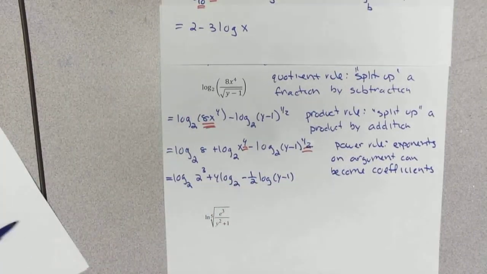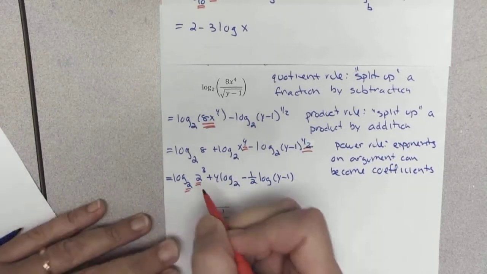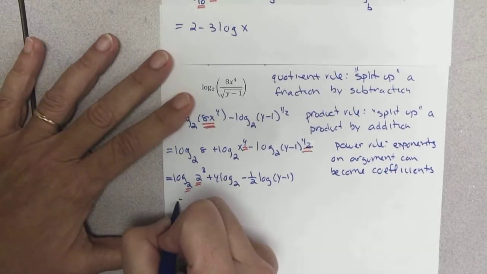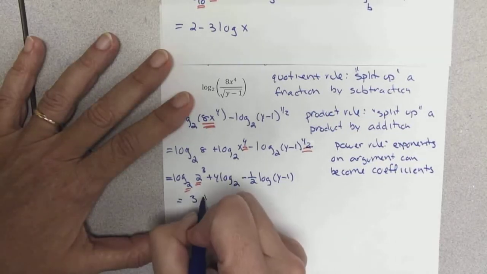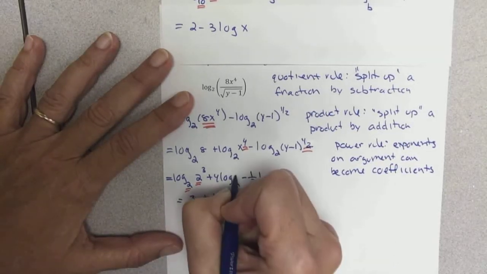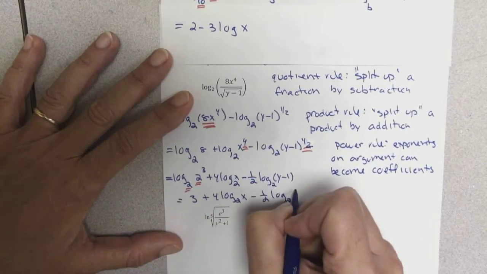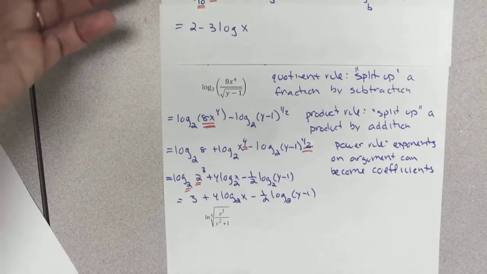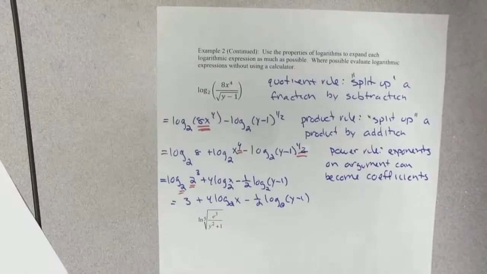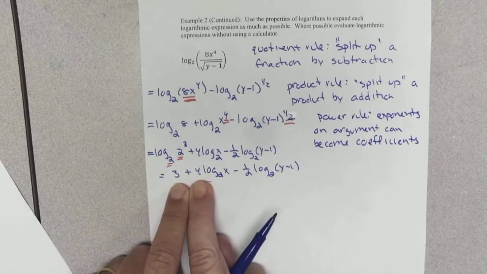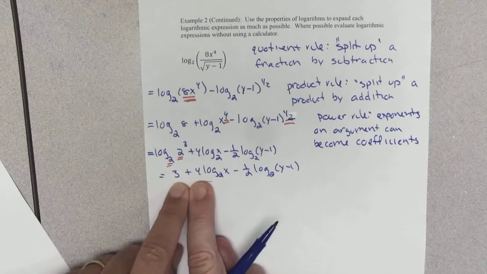And then my last step that I can do on this, I've got those matching bases. And so because I have those matching bases, they cancel, and so I get 3 plus 4 log base 2 of x minus 1/2 log base 2 of y minus 1. And there's that answer. And again, a lot of people would be tempted to say there's a 7 here, but these aren't like terms, so that's not going to be a 7 there.